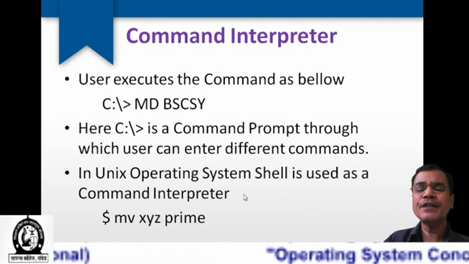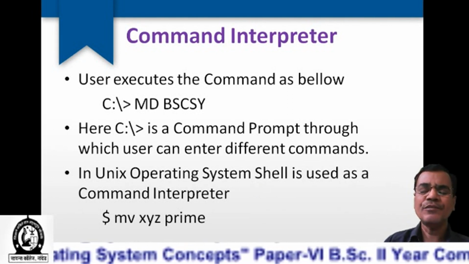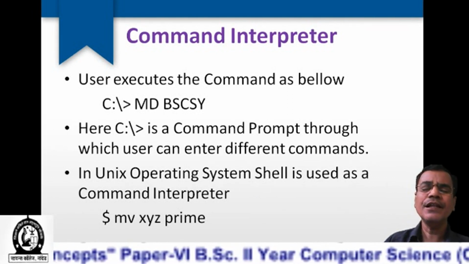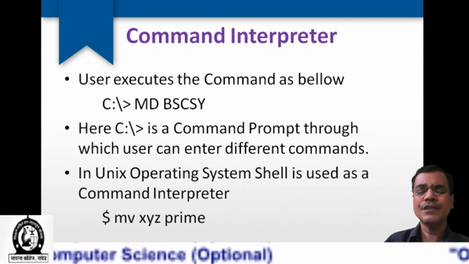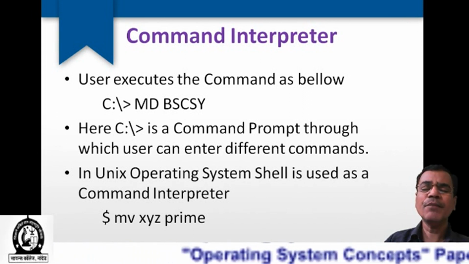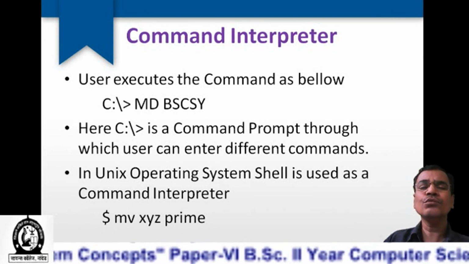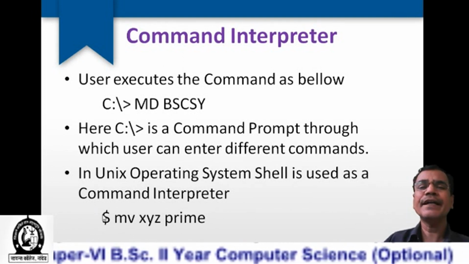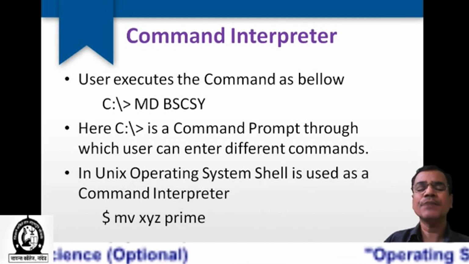Similarly, in the Unix operating system, instead of calling it a command prompt we call it a shell. Basically there are three different types of shell. We will not go into detail about these shells. Generally the shell is represented by a dollar symbol. Through this dollar symbol we are entering the different commands. See here, I have given this example.